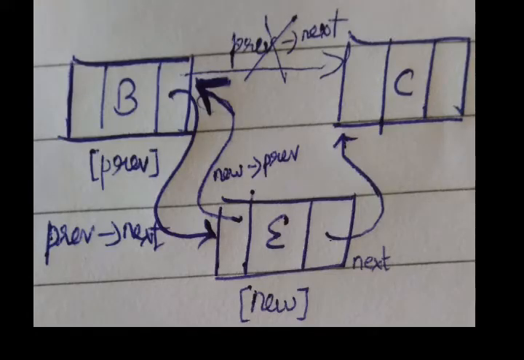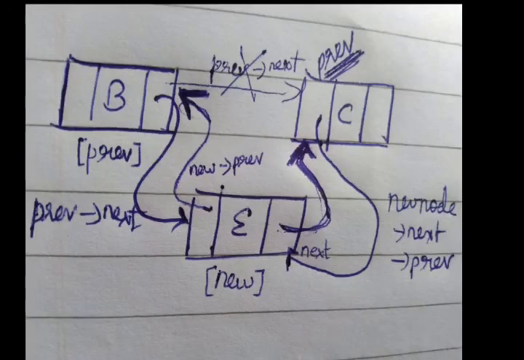Then go to the code and see the next line. New node's previous is equal to previous node. This is a doubly linked list. Doubly linked list means two links will be established between the nodes. So two links have to be there. A link is established from B to E. Now a link should be established from E to B. For that only you are writing new node's previous is equal to previous node. Means E's previous is B.